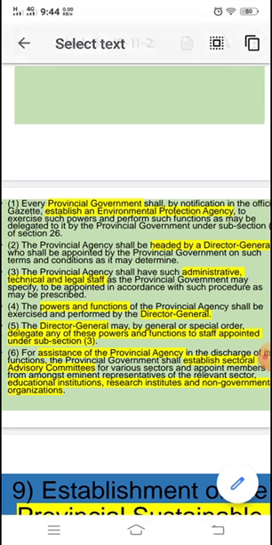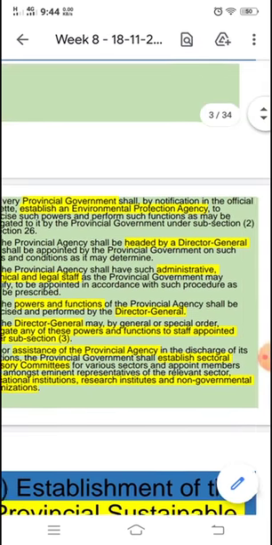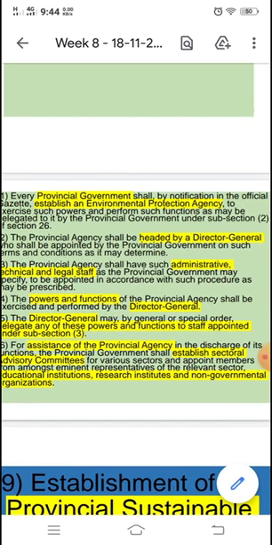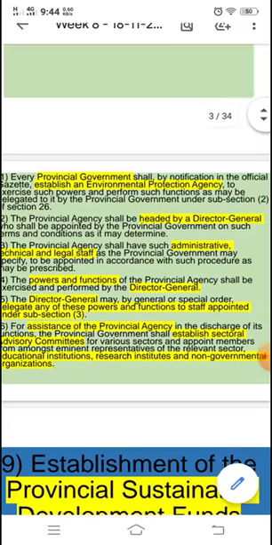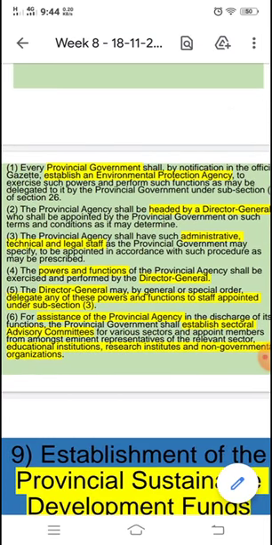So if you have a look at it, you can see that this section 26 is about the powers to delegate. So what kind of powers will be delegated? Under that power, this EPA was established. It is supposed to be headed by a director general appointed by a provincial government, and then its administrative and technical staff under the rule of provincial government will be appointed.